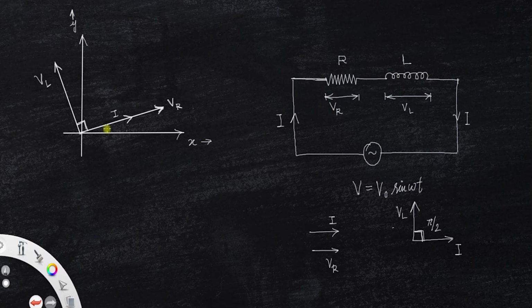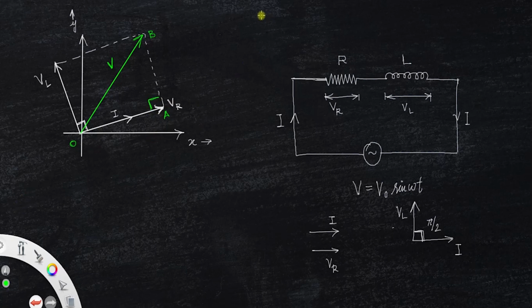Now we need to find the resultant of VL and VR. For that we have to complete the parallelogram. It's actually a rectangle since one angle is 90 degrees, and this length represents the resultant voltage. We call that V. Now let's name this point O, this point A, and this B. This angle is also 90 degrees.